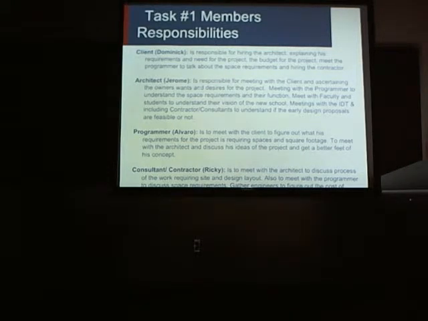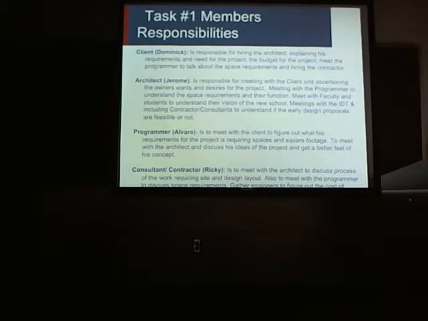And now the architect, this seems to be that the architect is the programmer. Because the architect is meeting with the client to ascertain wants and desires for the project, meeting with the programmer. Where did the programmer come from? To understand space requirements and their function. So now the architect is meeting with the faculty and students, and then meeting with the IDT. Who's the IDT? The integrated design team. To understand if early design proposals are feasible or not.